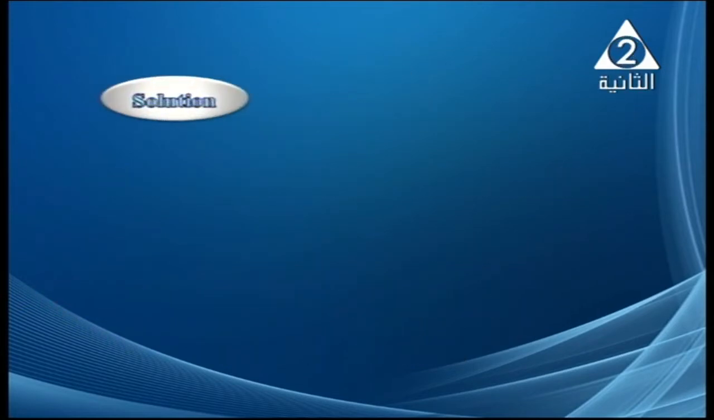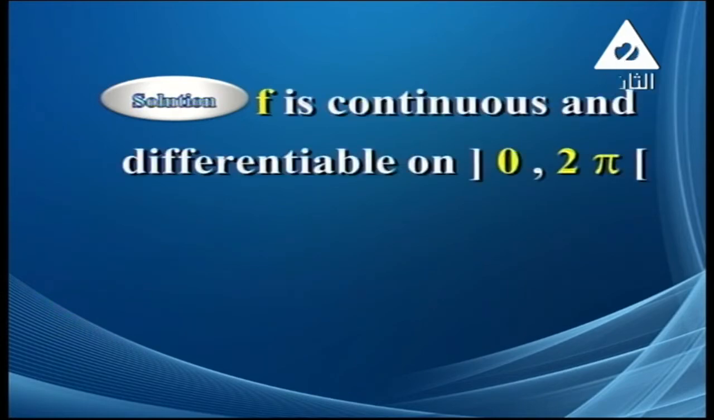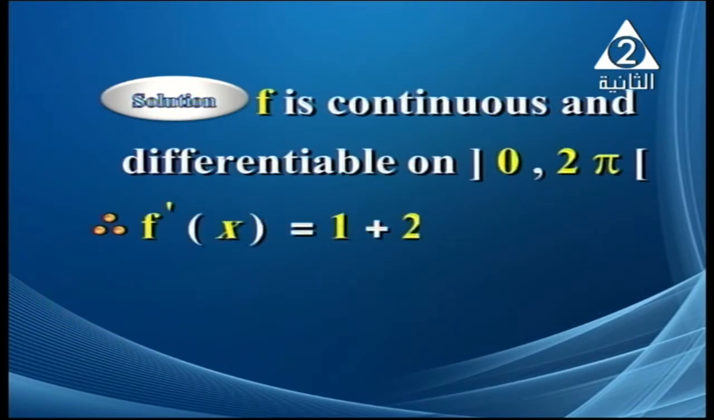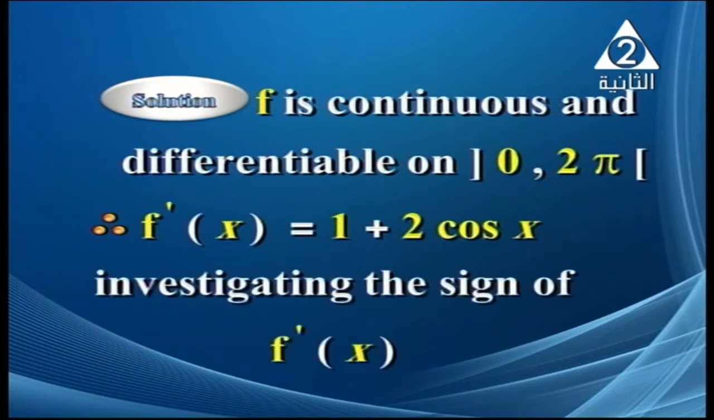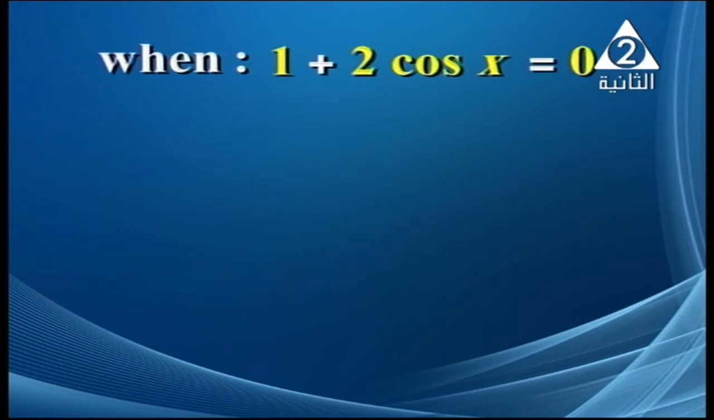My dear student, look at the solution. f is continuous and differentiable on the open interval 0 to π. First, find the first derivative of the function: f dash x equals 1 plus 2 cosine x. How to investigate the sign of f dash x? At first we put f dash x equals 0, then 1 plus 2 cosine x equals 0.